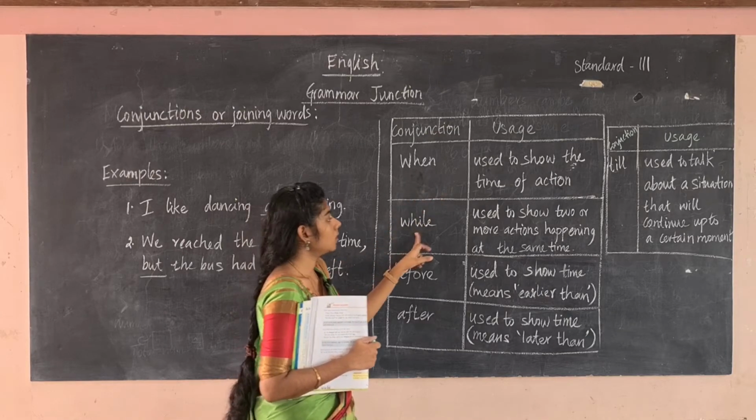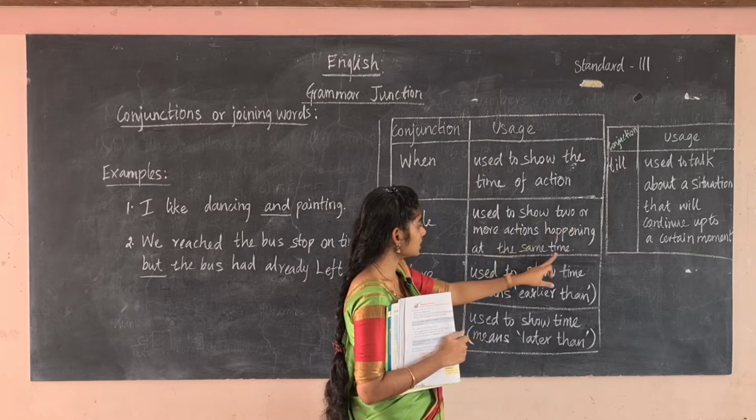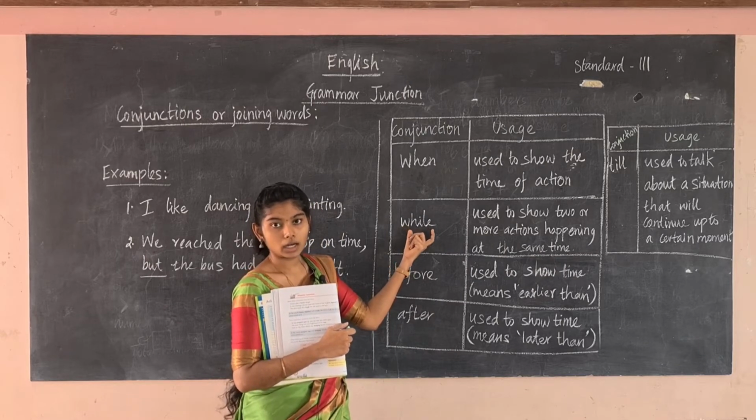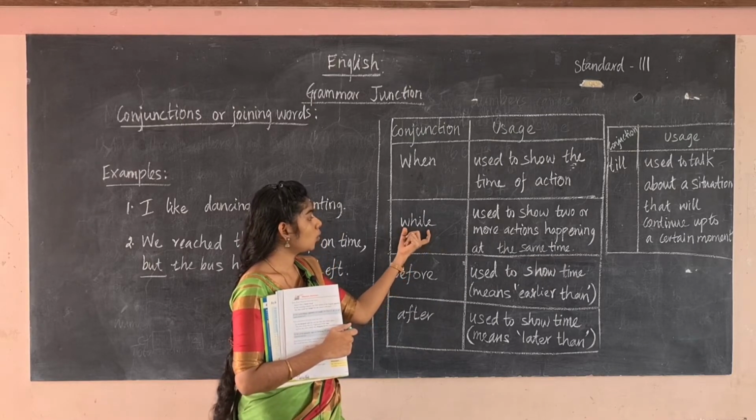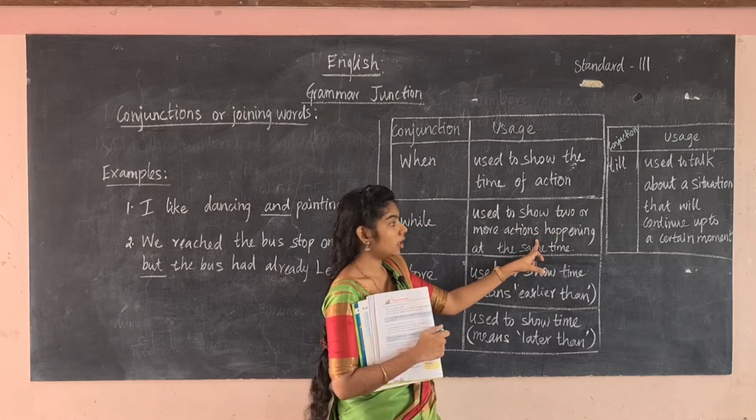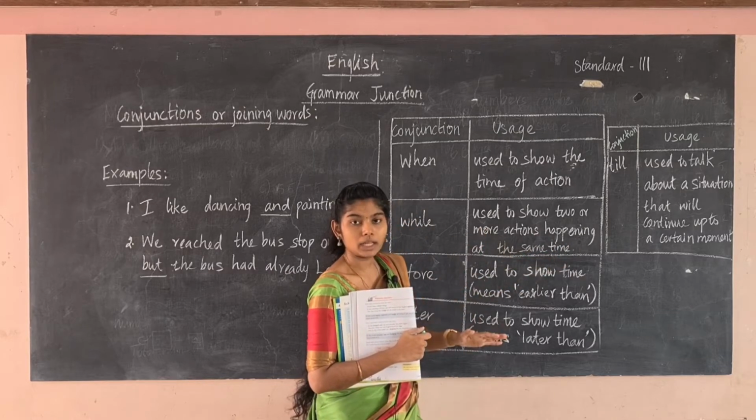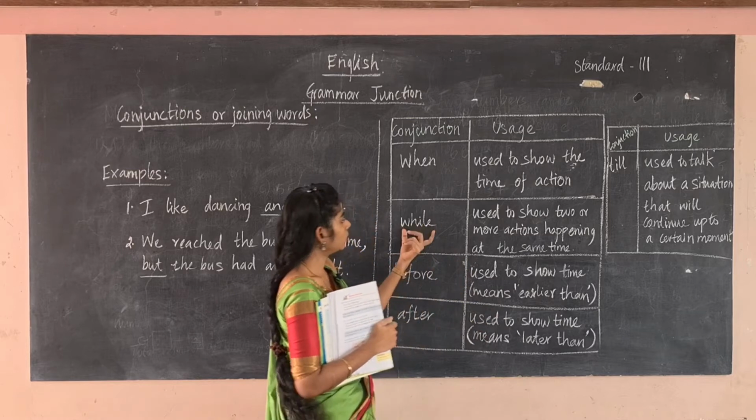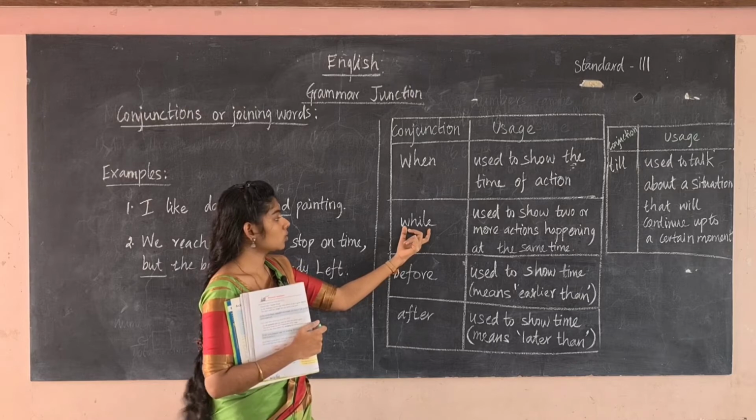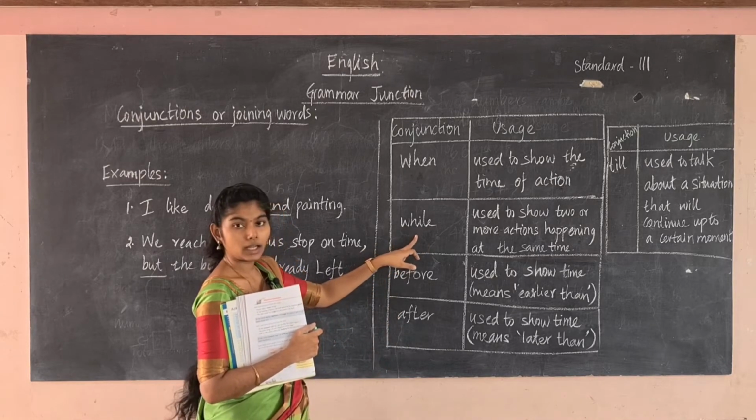And here, while. While is used to show two or more actions happening at the same time. While means at the same time two things are happening. Two or more actions means two or three things are happening at a time. We will use while here. At that same time two things are happening means you will use while. While I am doing this, it happened like that. While we are doing one thing, another thing happens. So you will write while, then connect the words.